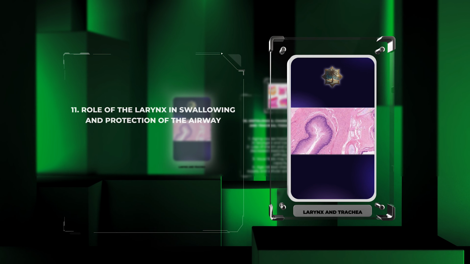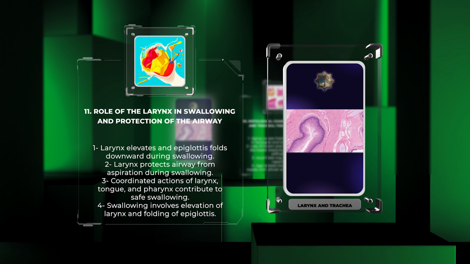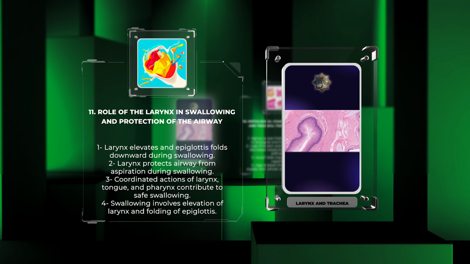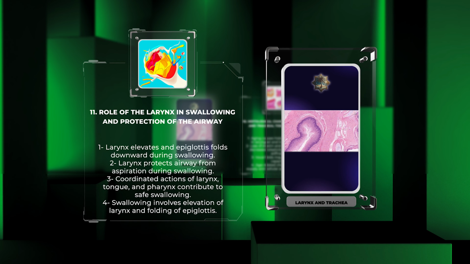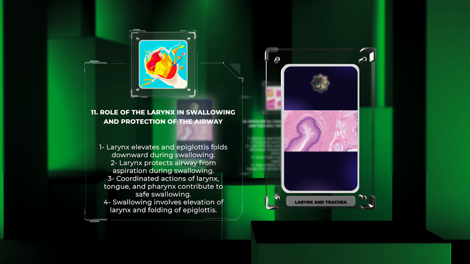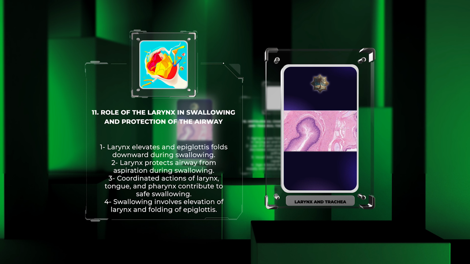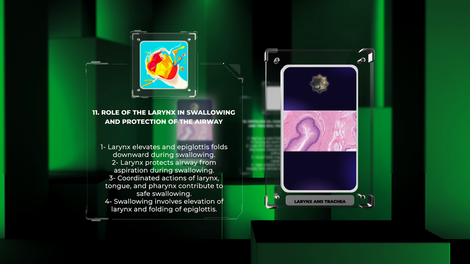The larynx plays a vital role in swallowing to protect the airway from aspiration. During swallowing, the larynx elevates, and the epiglottis folds downward, creating a barrier to prevent food and liquids from entering the trachea. The coordinated actions of the larynx, tongue, and pharynx contribute to safe and efficient swallowing.